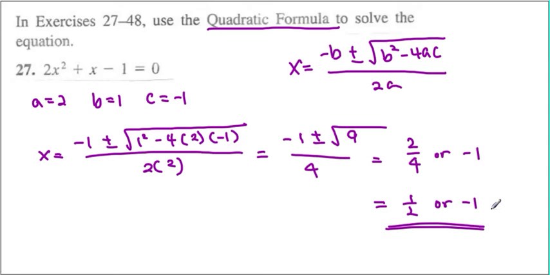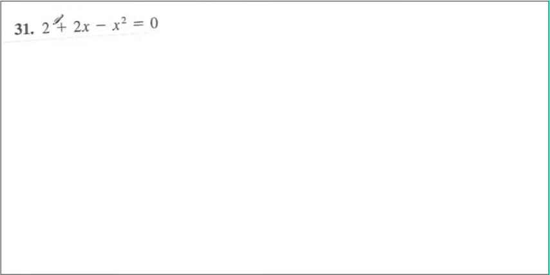Let's look into the next question. Same here. In this case, a will be equal to negative 1 because that's the coefficient of x squared. Second, b is equal to 2 and c is also equal to 2. Then here, what do we end up getting?